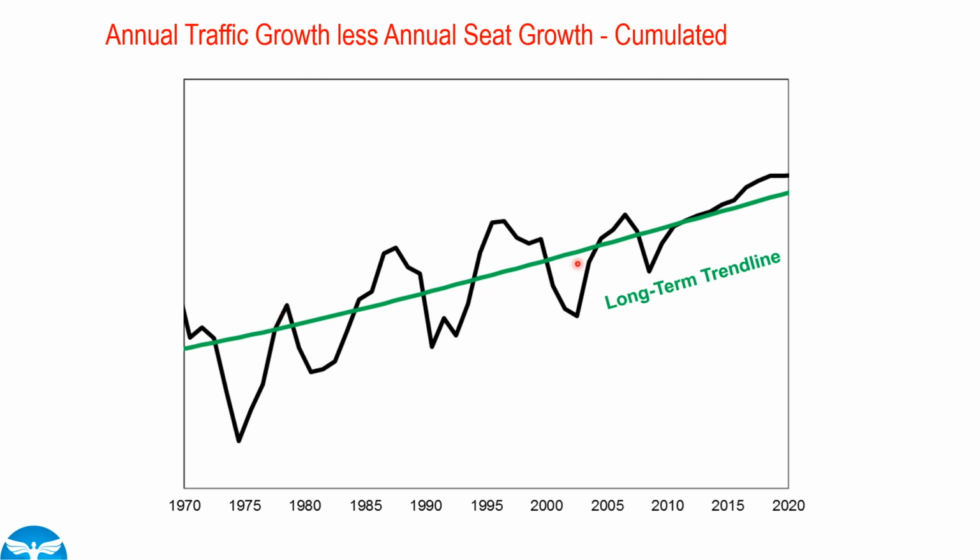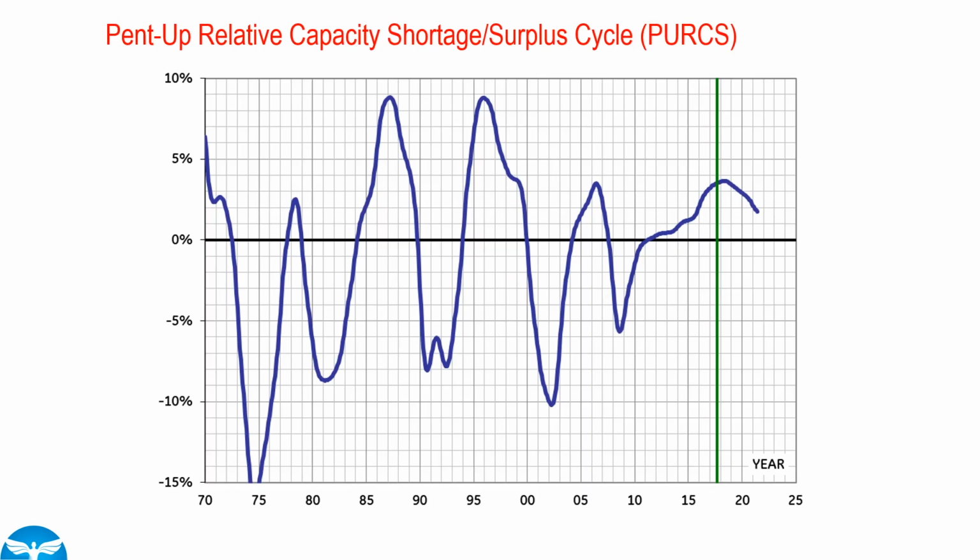But this trend is not going to go up forever because 100% cabin factor is the limit and 24 hours a day is also the limit on utilization. So it's going to eventually taper off. But around this trend line you have this cyclical component, and if we isolate that, you get what I call the pent-up relative capacity shortage surplus cycle, or PERCS.